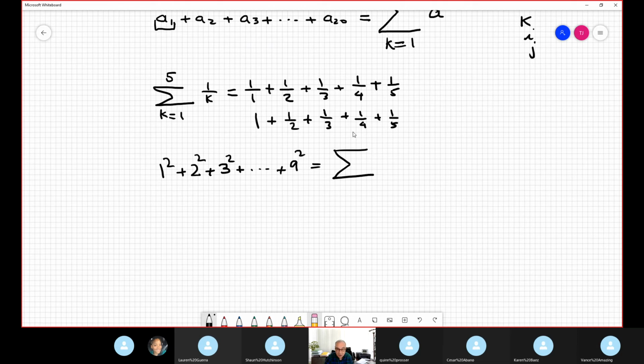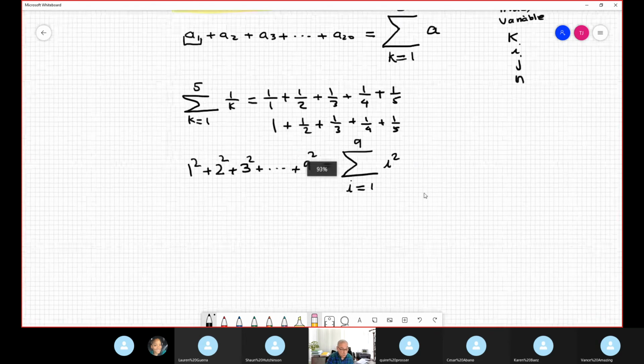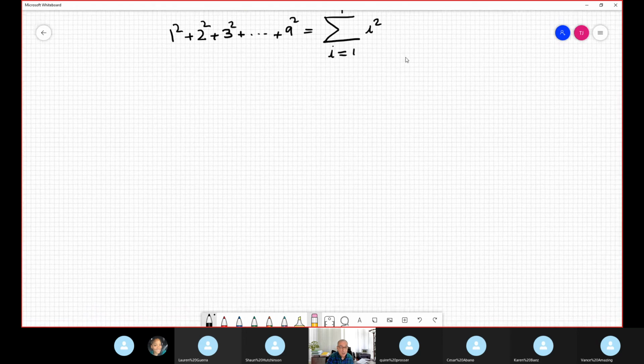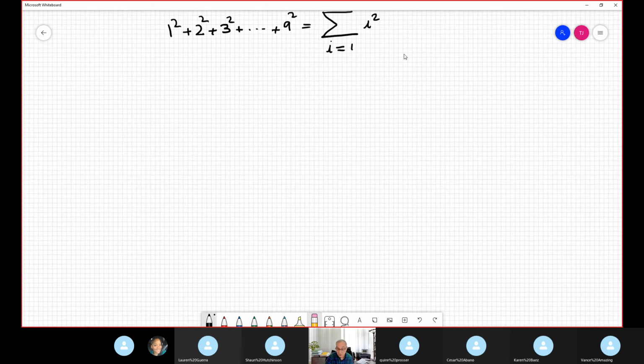You declare one index variable. It's up to you: i, j, k, m is another popular one. From 1, the first, look here, to 9, the last one. And the mathematical expression inside is i squared, because you plug in 1 squared, 2 squared, and so on. And this is the idea for the summation. Now, the summation is super important. In Calculus 1, you have to work with the summation notation.